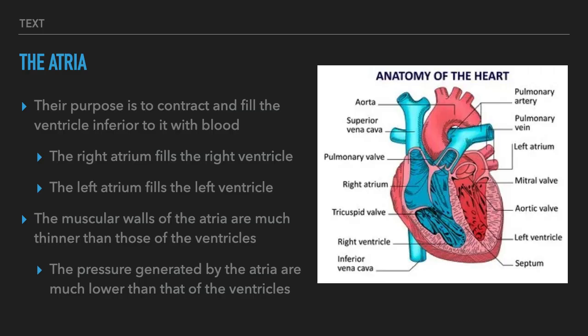If we compare the muscular wall thickness of the atria and the ventricles, it would make sense that the atrial walls would be thinner because it doesn't take as much muscle tissue to create a contraction, because the demand is much lower for the atrium than the ventricle.